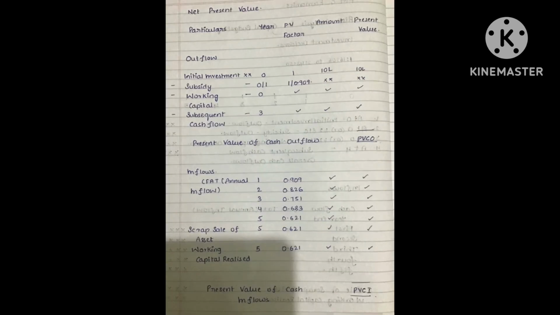Now as we know both inflows and outflows, we'll calculate net present value. Let's understand what the components of net present value are. First we have particulars, year, PV factor, amount, and present value. Let's understand what PV factor is.